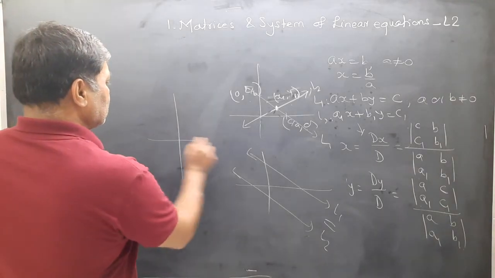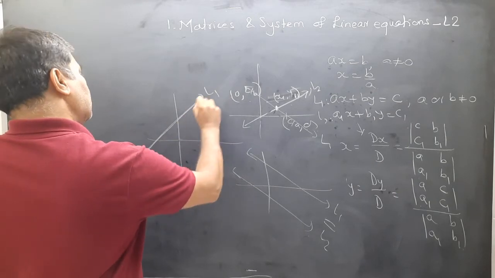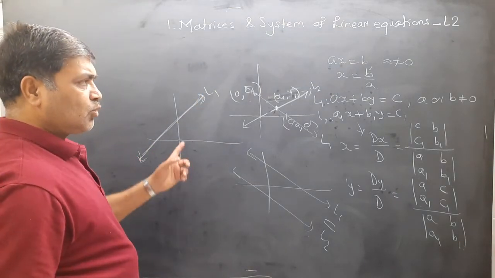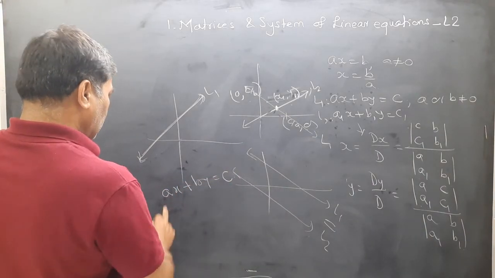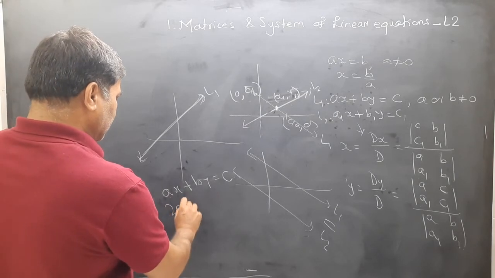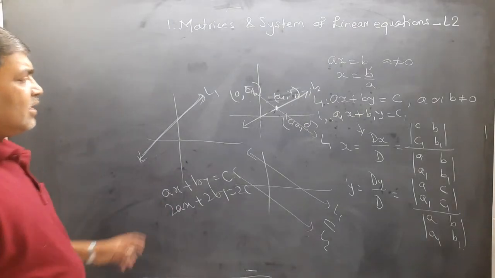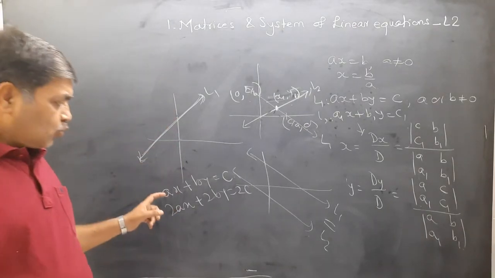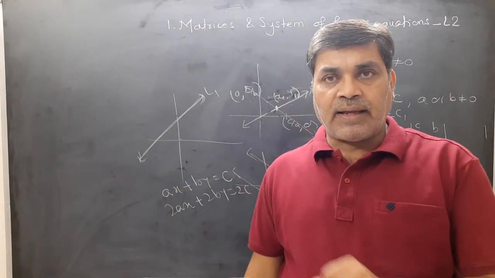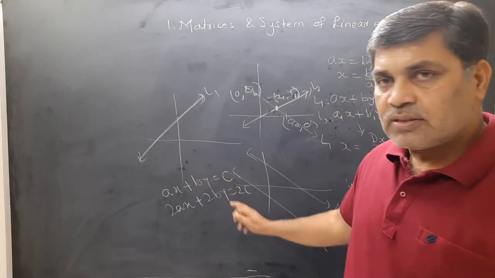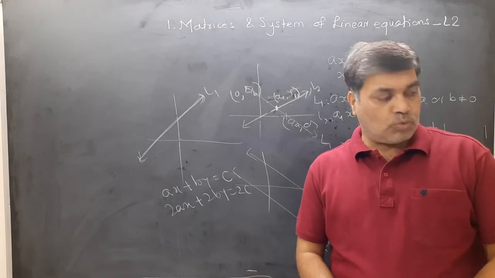And there is one more case. Your first line is say L1 and the second line is also L1, meaning ax plus by is equal to c, and if I multiply this by some constant, 2ax plus 2by is equal to 2c. So these two equations represent only one line. In that case, where both equations represent just a single line, the two equations have infinitely many solutions.